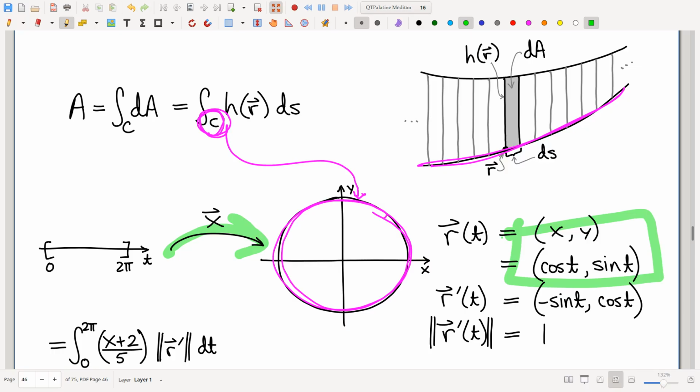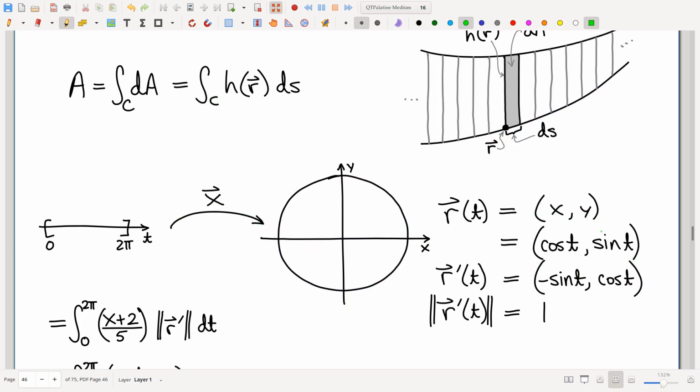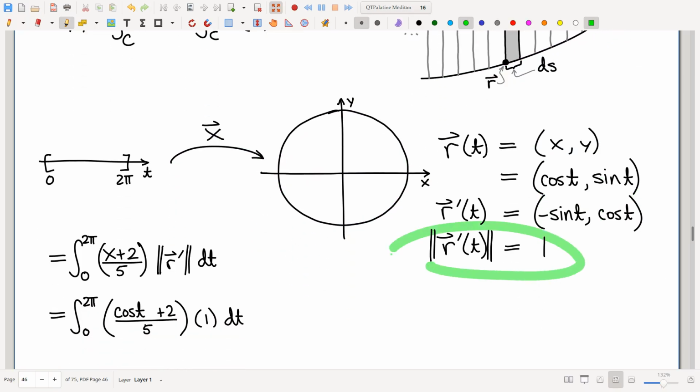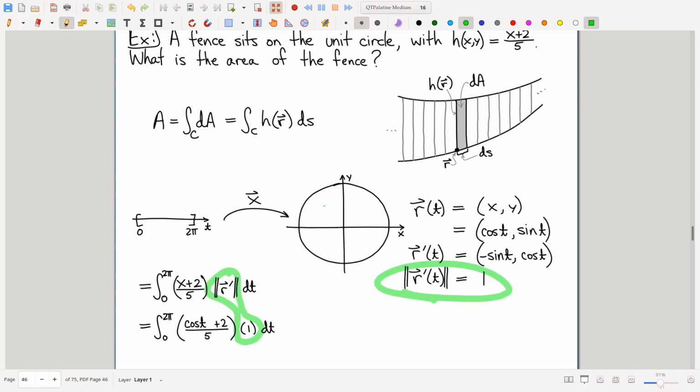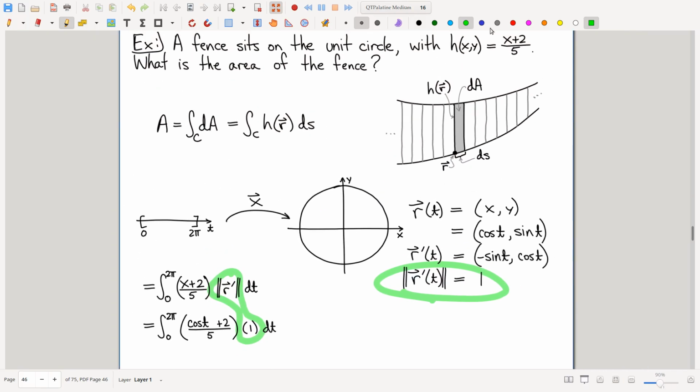You take the derivative to get the velocity. You take the magnitude to get the speed. Don't forget that when you do the pullback, you have to insert that speed as your stretching factor. And everything else is just plugging in. So in particular, here we go. What do we do with the integrand height? Well, that's given to us. It's x plus 2 over 5.